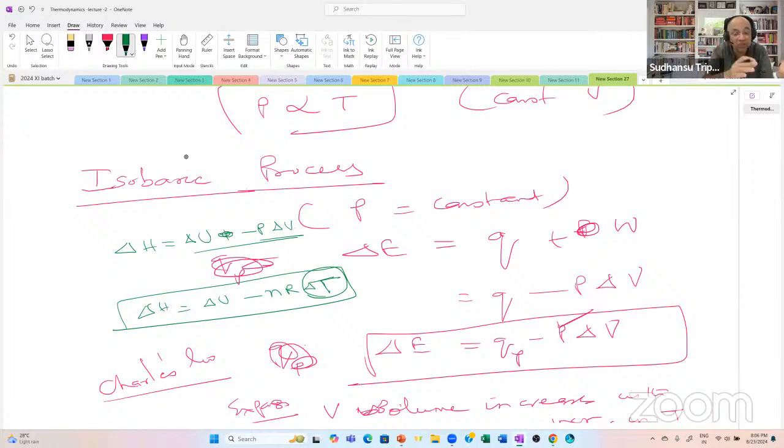No temperature difference, del H is equal to del U. In isochoric, del H is equal to del U. And in adiabatic and isobaric, del H is equal to del U minus nR delta T. Clear?